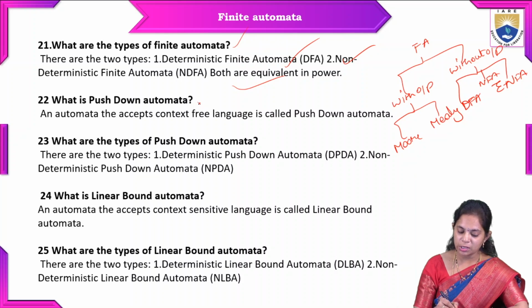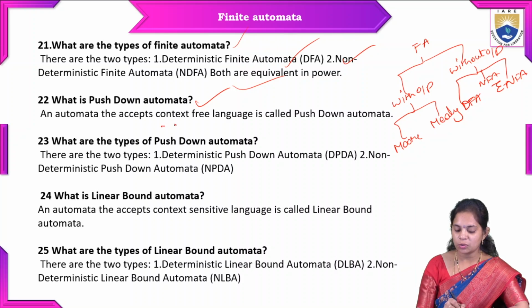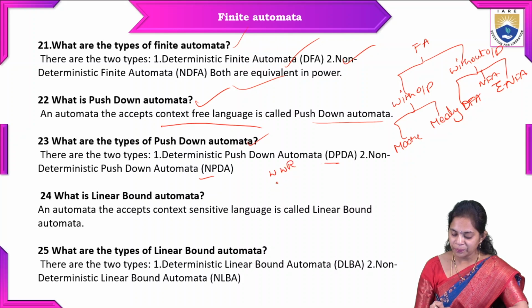And what is meant by push down automata? Push down automata accepts the context free languages. And how many types of pushdown automata do we have? Deterministic and non-deterministic pushdown automata. For this we will take the example of W and W reverse. This is a non-deterministic pushdown automata.